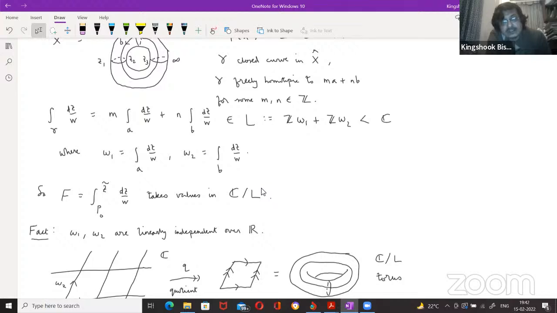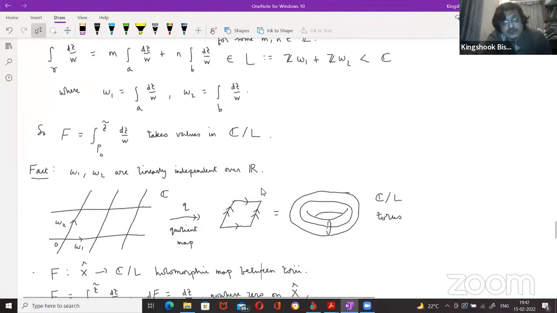Okay. And as before, the multivaluedness in this abelian integral is given by the integral over loops, and the integral over loops belongs to this subgroup L. So that means I can think of my integral as taking values in the quotient C modulo L. Right? So this abelian integral now takes values in this quotient C modulo L. Now, what does C modulo L look like? Well, it's a fact which I won't prove.